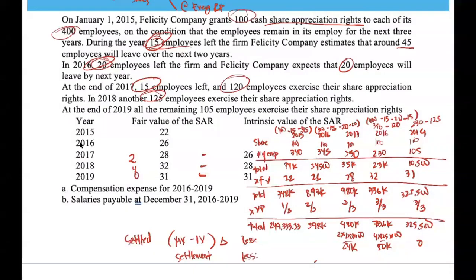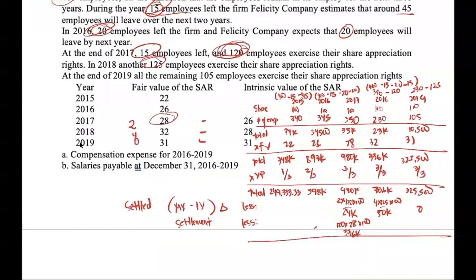Let's do the settlement. So to compute for our settlement, it is equal to the value of our shares settled. So our shares settled is 120 times 100 times the value of 28. 120 employees who left on 2017 times the fair value of 28 multiplied by the 100 shares settled. So this is 336,000.